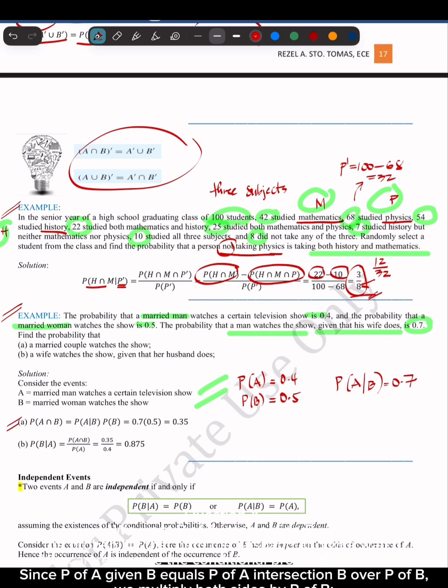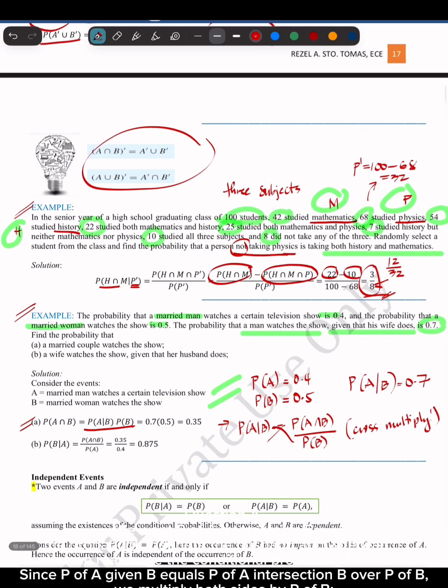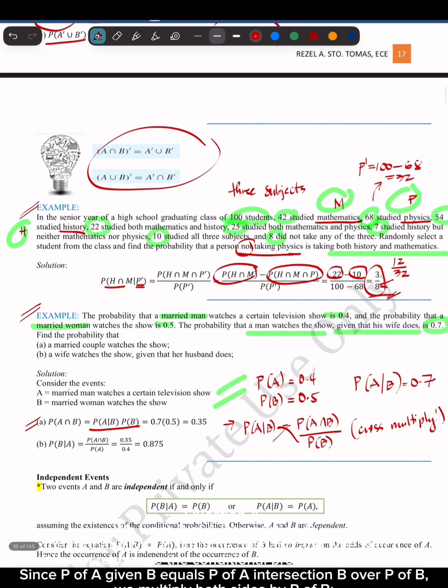Question A, we want P of A intersection B, the probability that both the husband and wife watch. We can rearrange the conditional probability formula. Since P of A given B equals P of A intersection B over P of B, we multiply both sides by P of B. P of A intersection B equals P of A given B times P of B. That gives us 0.7 times 0.5, which equals 0.35. So there is a 35% chance that both of them watch the show.